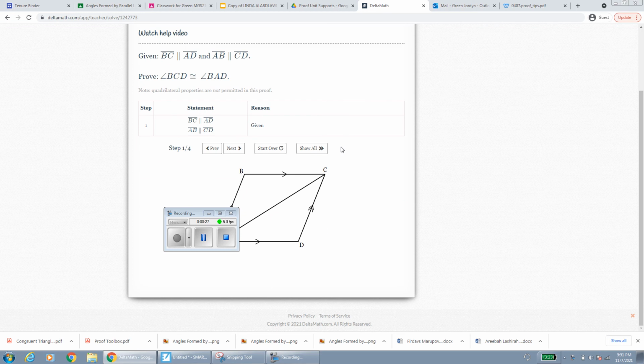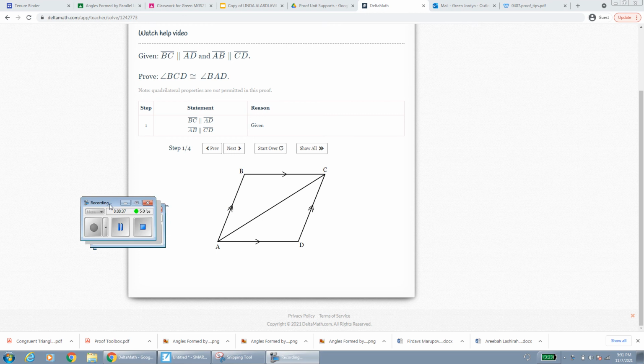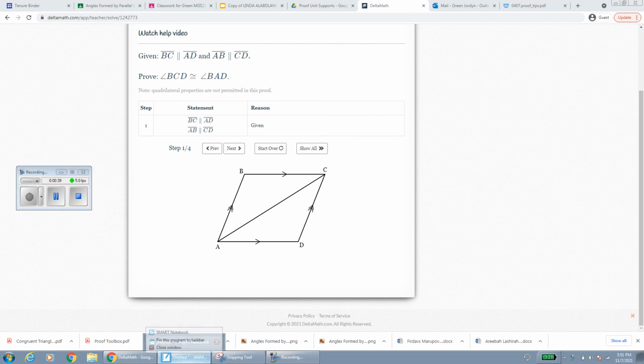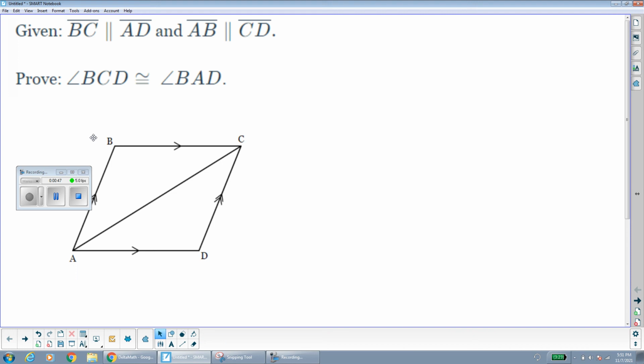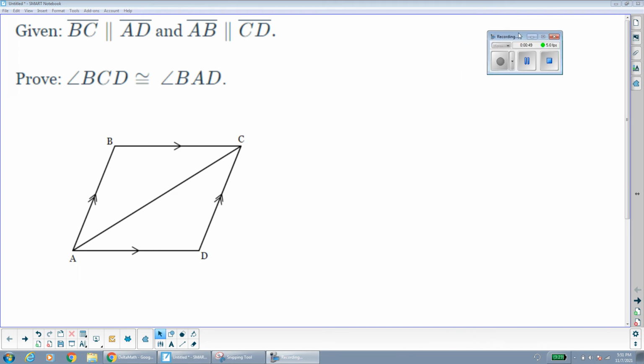So everybody sees the same proofs in this Delta Math assignment. I selected the same ones for everybody, so you all should be seeing this proof over here on your own screen. So before we get started with figuring out how to type this into Delta Math, let's discuss it together. Let me pull up my other screen over here.